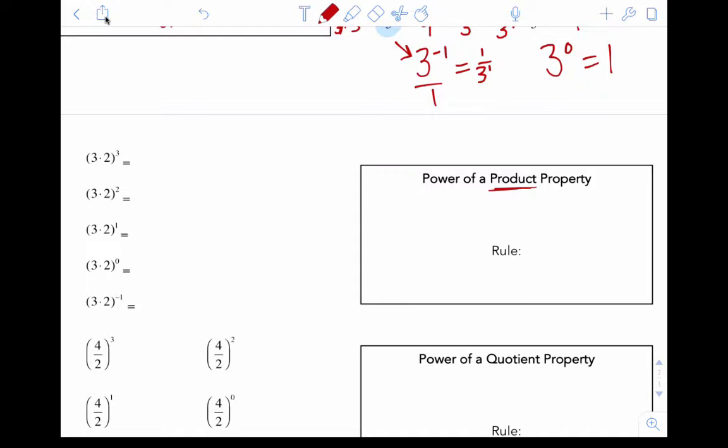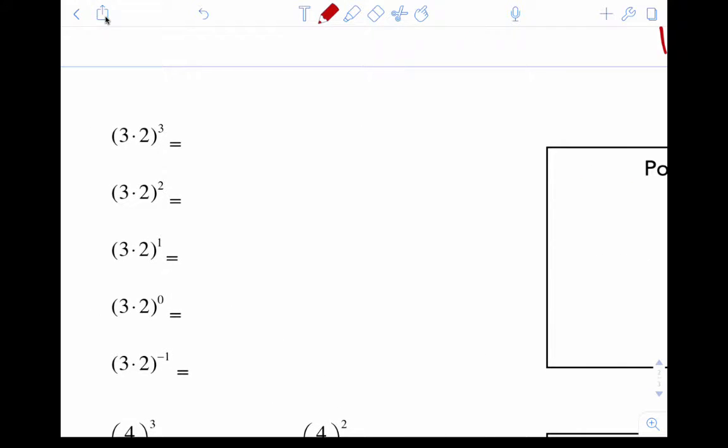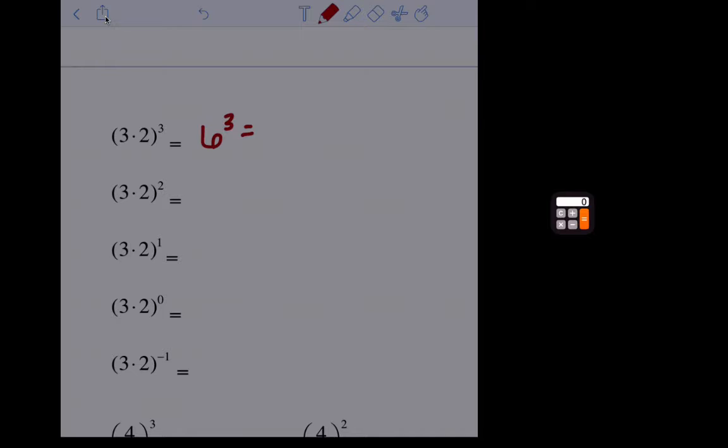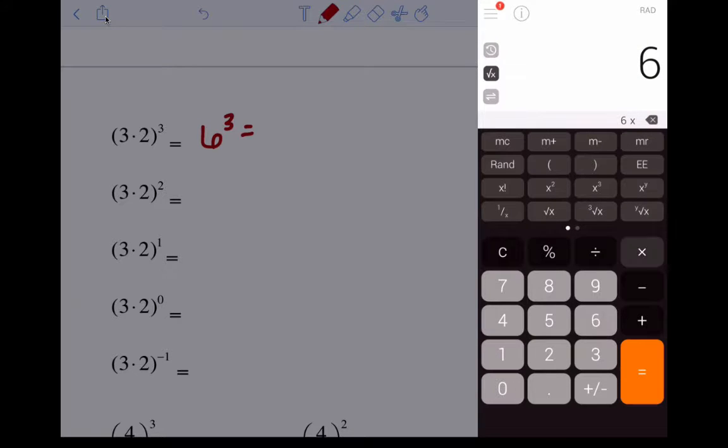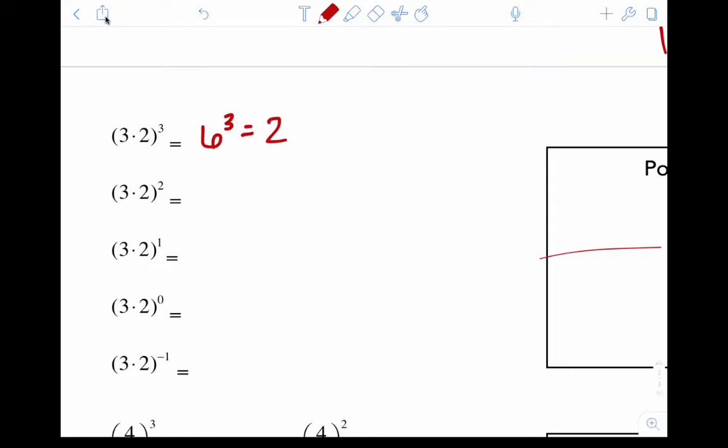So let's see what is happening here. If I have 3 times 2 to the third, 3 times 2 is 6, and then 6 to the third is 216.